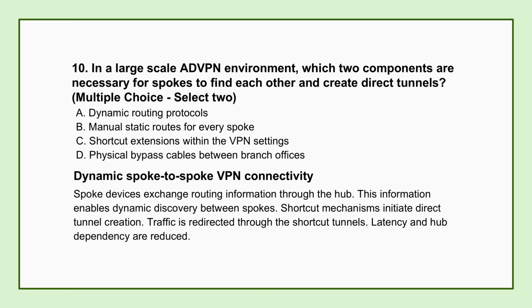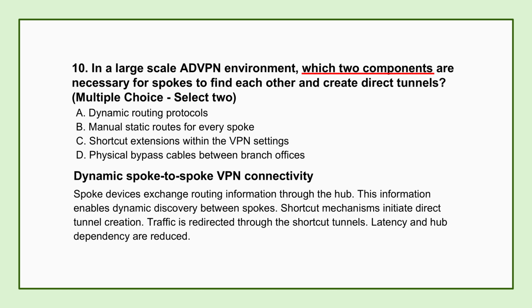Okay, last one. Let's look at large-scale mesh VPNs, specifically AD-VPN. The goal here is efficiency, right? Letting branch offices talk directly to each other without bogging down the main hub. Exactly. You want to escape that classic hub-and-spoke bottleneck. So for two spokes to find each other and build one of those direct tunnels, what two things are absolutely necessary? To get that full mesh connectivity, you need two components working together.